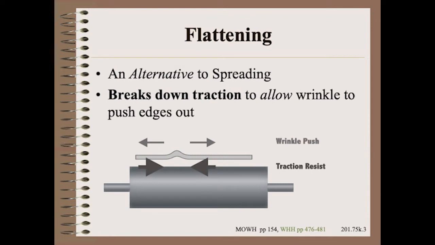As my Web 101 students know, the web does not want to wrinkle, because that is a high energy state. What prevents the web from reaching the lower energy flat state is web-to-roller traction. If you can lower the traction in a key location, that's where the wrinkle tends to form, you may allow the web's edges to move outward, something the web does not generally want to do.